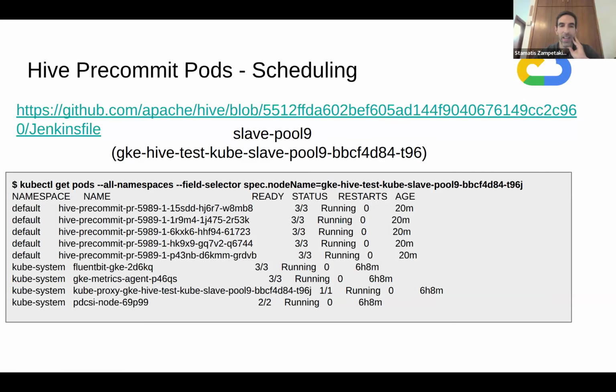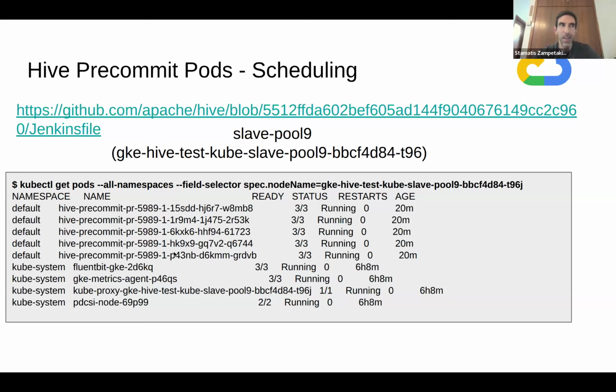And if we want to see, we have this node, I just picked a random node from the Kubernetes cluster, and I want to see everything that is running there. Here I can see that, for instance, this node already has 1, 2, 3, 4, 5 pods running, some split or some step from this PR 5989, and it is the first run.